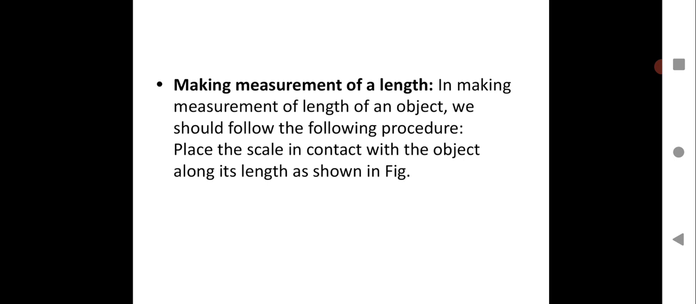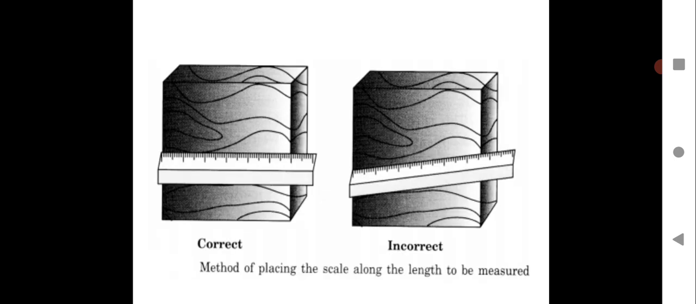In making measurement of the length of an object, we should follow the following procedure. Place the scale in contact with the object along its length as shown in the figure. So how are we going to measure the length of an object? Let us see a proper correct method. So making measurement of a length, let us see.